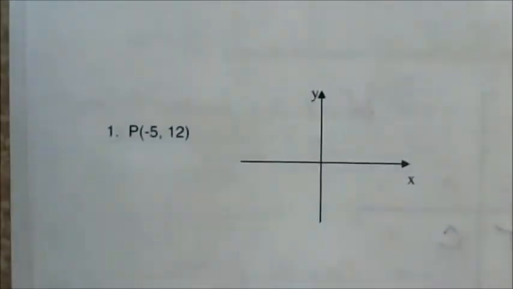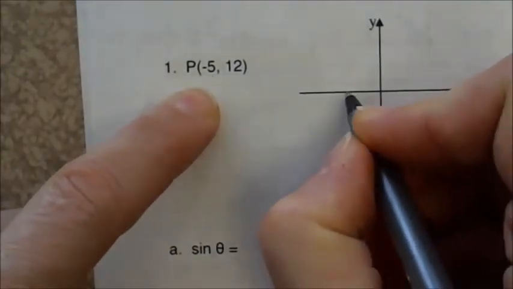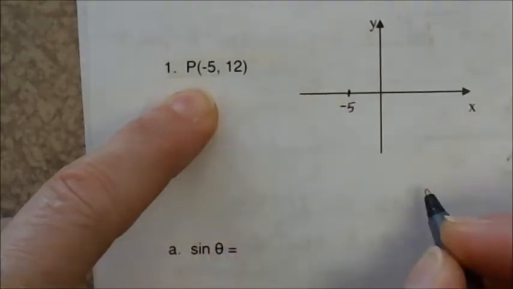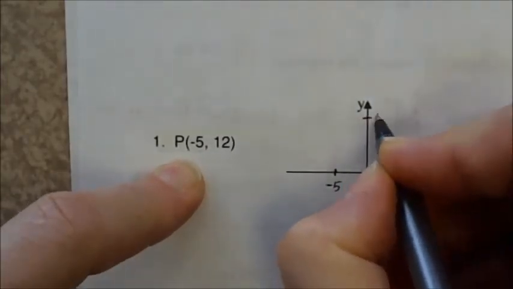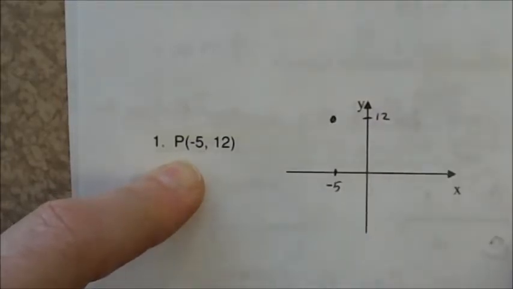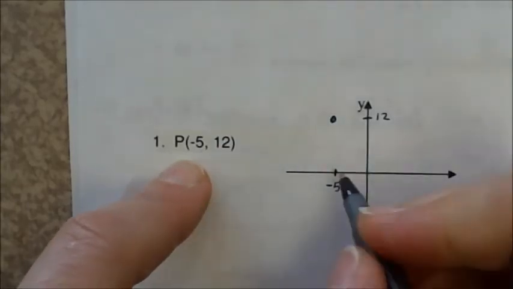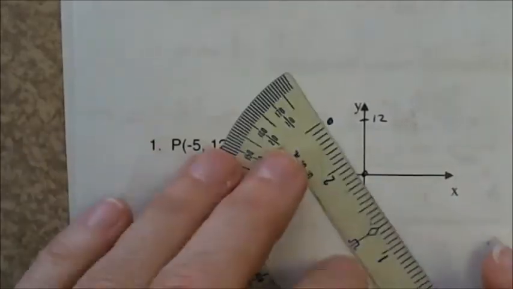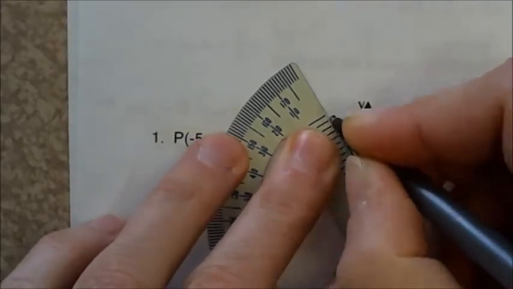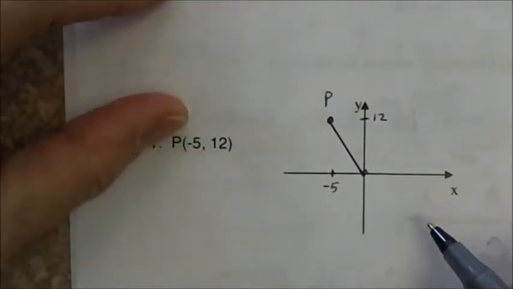Well, what does all this mean? It's not that bad. First of all, here's a point called (-5, 12). So let's go back here on the x-axis. Let's go back to -5 and let's go up to 12. So (-5, 12) would be just this point up here. So that's step one. Step two says to draw a segment connecting the origin to that point. So here's our little segment to point P. And then we're going to mark theta.